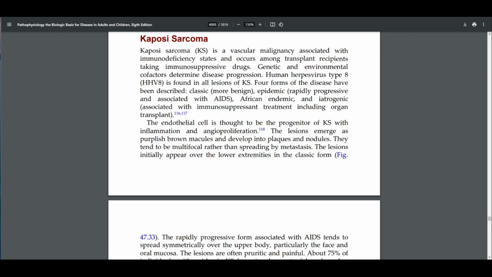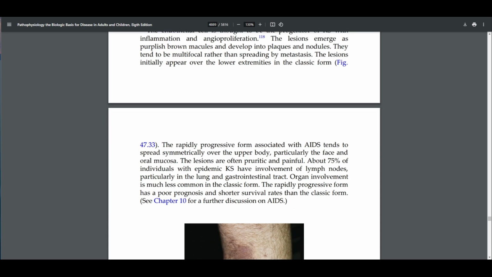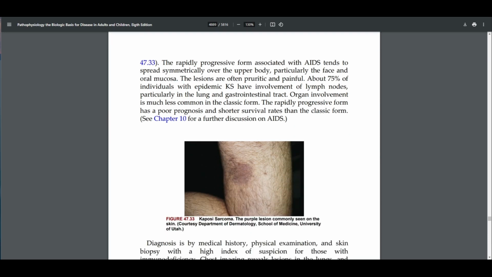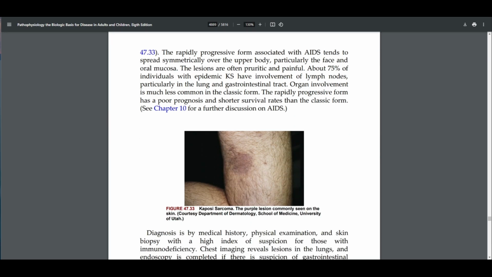The lesions emerge as purplish-brown macules and develop into plaques and nodules. They tend to be multifocal rather than spreading by metastasis. The lesions initially appear over the lower extremities in the classic form. The rapidly progressive form associated with AIDS tends to spread symmetrically over the upper body, particularly the face and oral mucosa. The lesions are often pruritic and painful.